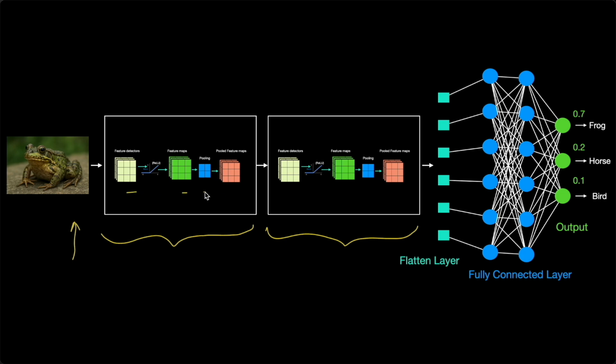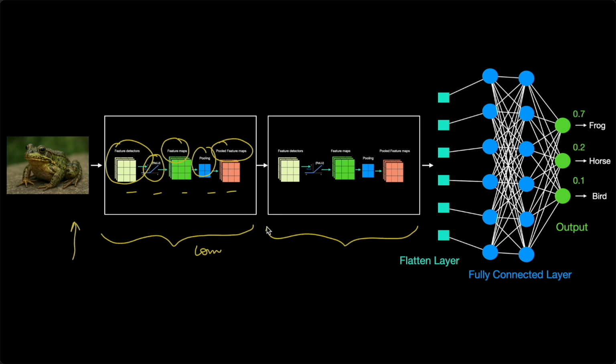Okay, these are the 4 layers we have talked about. Feature detectors, also called filters. Activation function, it produces the feature map. Then we apply the pooling, and then we get the pooled feature map. So this entire process is called convolution.